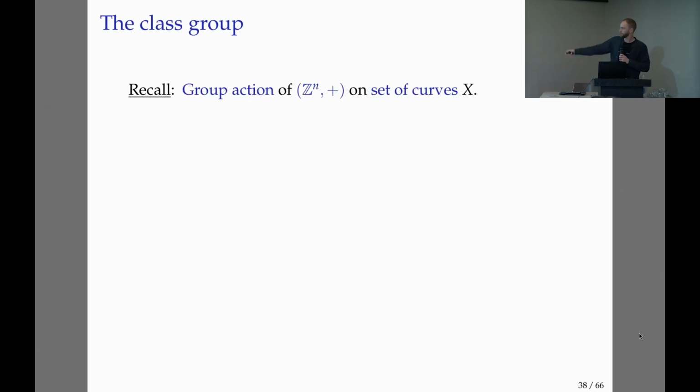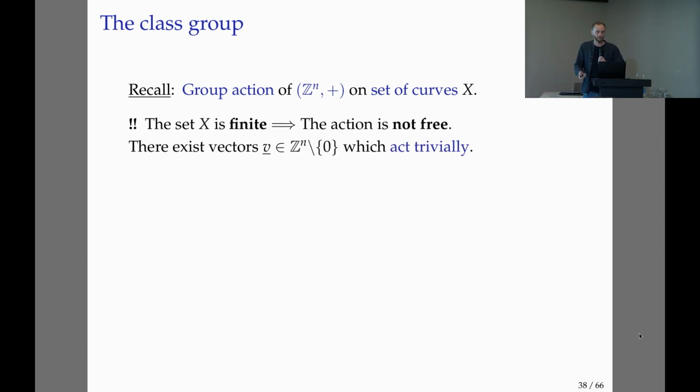Moreover, the group here is infinite. Integer vectors, there's infinitely many of them. But the set of curves is finite because it's all over a finite field. So there has to be some kind of non-trivial kernel of this action. The action cannot be free. There have to be vectors which act trivially. They don't do anything.